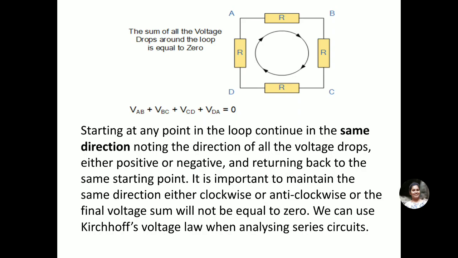Likewise, for the other branches, the voltage can be written as VBC, VCD for the third branch, and VDA for the fourth branch. So all these voltages should sum to 0. So what I can write is VAB plus VBC plus VCD plus VDA is equal to 0.